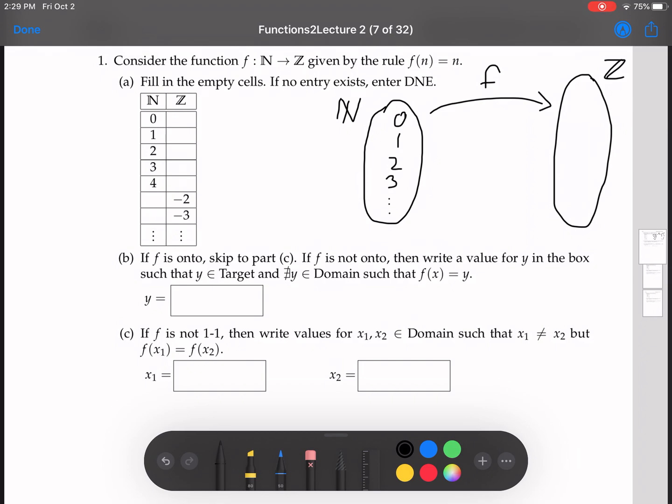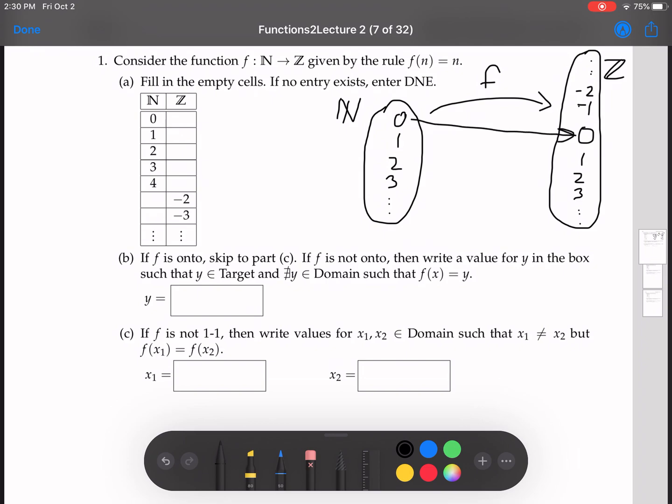Okay. Now let's see, you've got, let's say, -2, -1, 0, 1, 2, 3. And this extends upward as well, because the integers go into the negative as well. Okay, and so f of n equals n. So 1 goes to 1, 2 goes to 2, 3 goes to 3, and so on. 0 goes to 0.